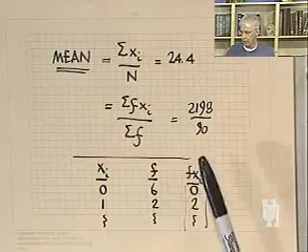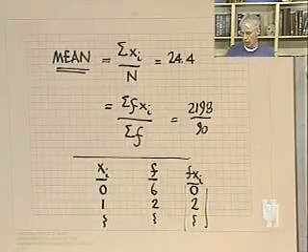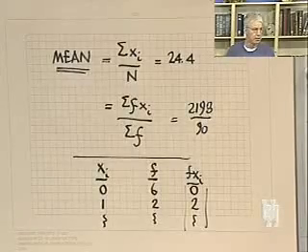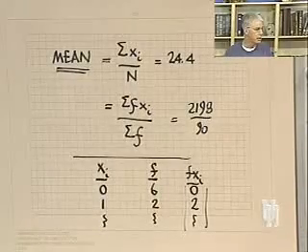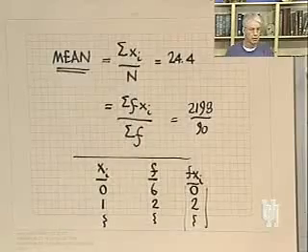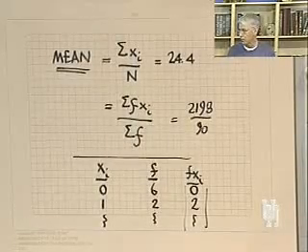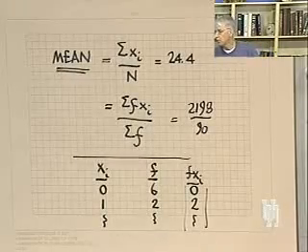And once again, the mean or average of these scores is 24.4. That is, the average number of visits received by the 90 residents was 24.4. Are there any questions about computation of mean?